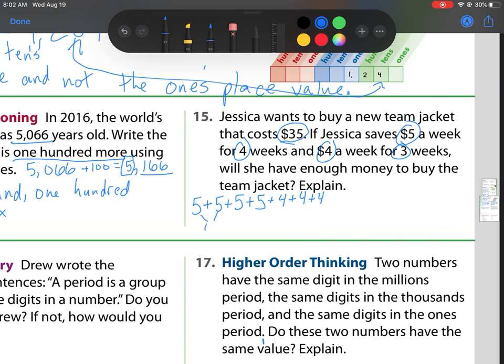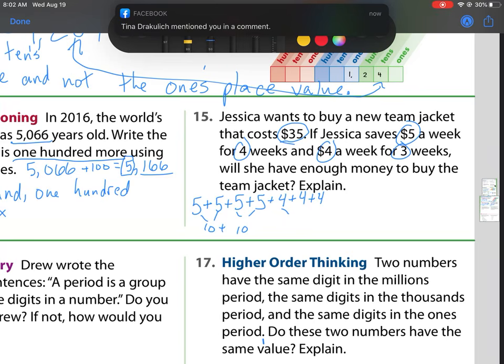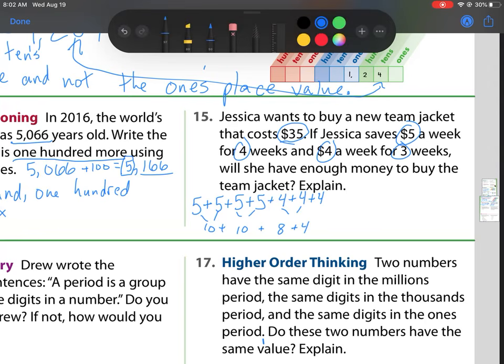5 plus 5 is 10. 4 plus 4 is 8 plus 4. So now we can add that up. We would have 20 and 12. So what is 20 plus 12? That would be 32. Does she have enough? Well, if you'll notice, she needed 35. So we would put no, she does not have enough.